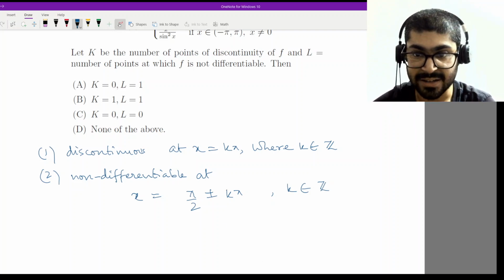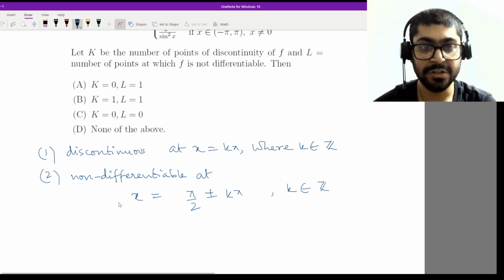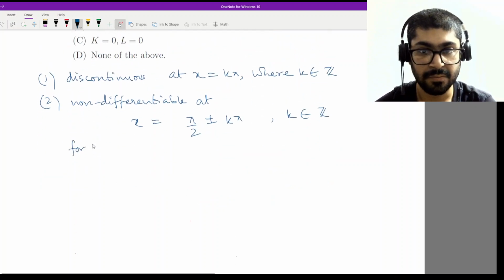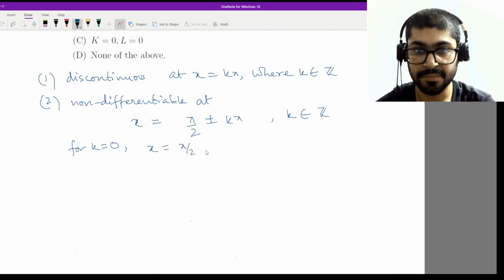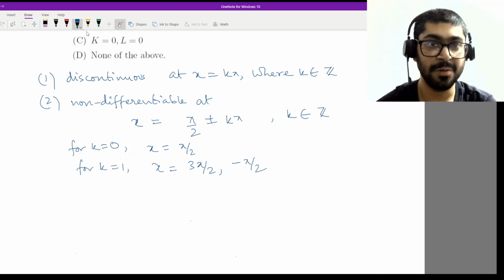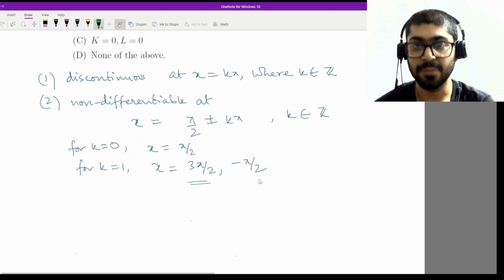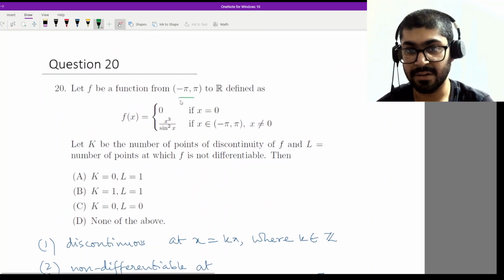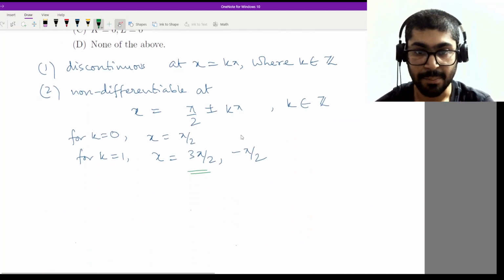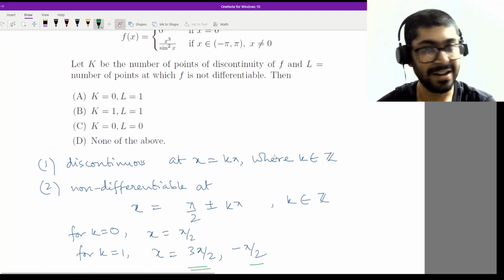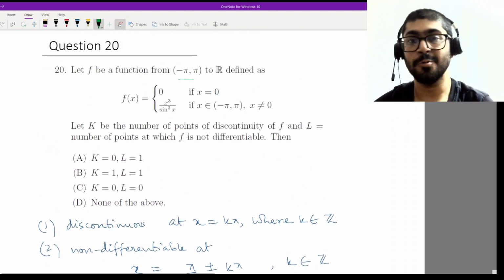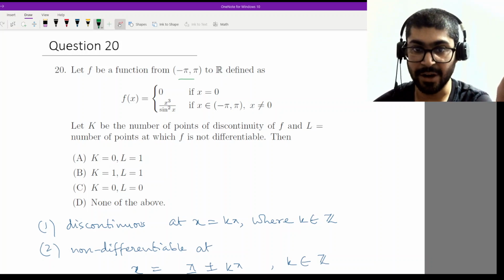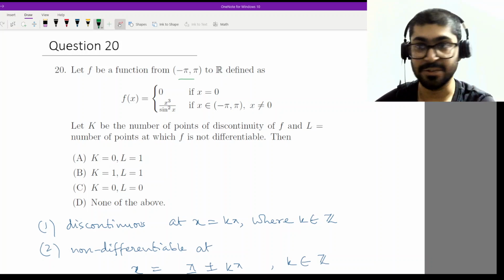So what are these points? Let us list them. k equal to 0 gives us x equal to pi by 2. For k equal to 1, we have x equal to 3 pi by 2 and minus pi by 2. Now, I hope you can notice the problem with this 3 pi by 2. 3 pi by 2 is again outside the domain, right? Because it's more than pi. But this one remains. Minus pi by 2 is there, right? So we can have two non-differentiable points at plus pi by 2 and minus pi by 2.